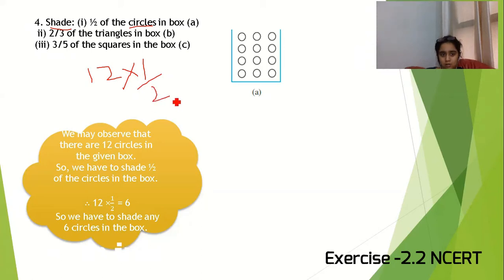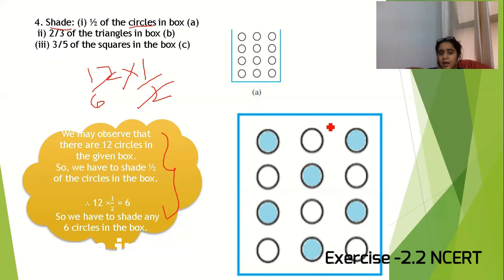So we will multiply like this. 2 1s are 2 and 2 6s are 12, which means we have to shade 6 circles. You have to mention this statement. But you can shade any circles. It's not required that you shade this part or that part. You can shade any 6 circles in order to solve this question.